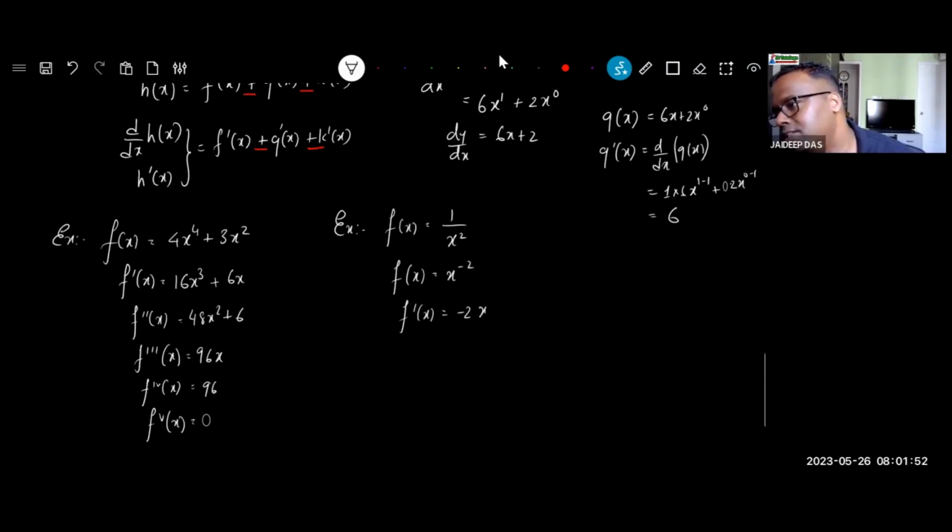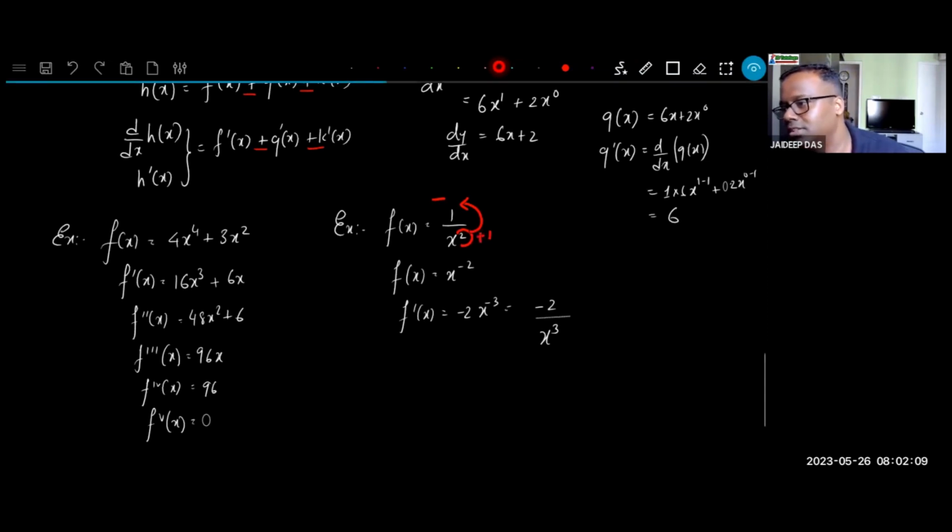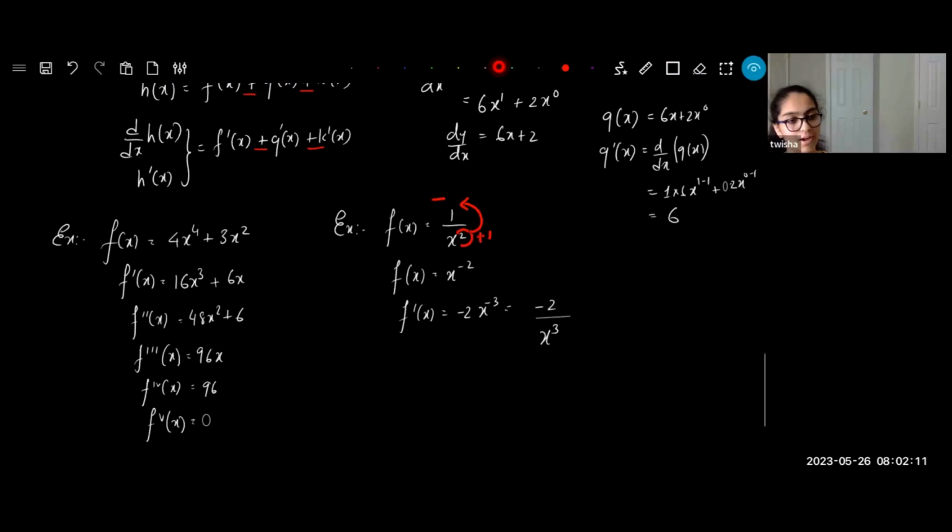Minus 2. Negative 2 times minus 3. So this time it becomes negative 2 by x to the power 3. So here, what is the relation that you see? The relation is that this particular term goes up, gets a negative, and then the bottom gets increased by 1. Just look at it. It's just the laws of exponents. Okay, did you understand?